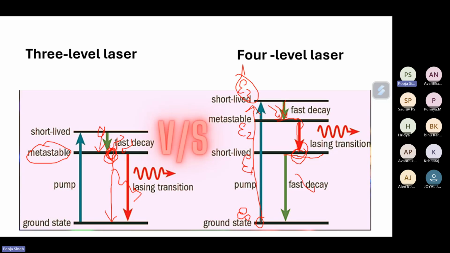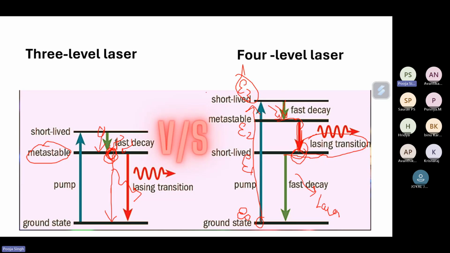So here the emission will not be a laser. The laser transition basically occurs when it is undergoing the E2 to E1 transition. Okay, so this is like a 4-level laser method. It depends upon what kind of molecular crystal you are taking, and at what level your transition is occurring.